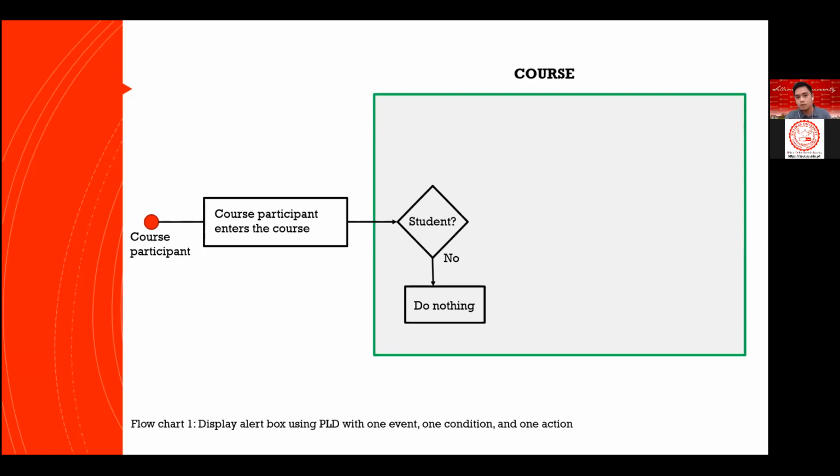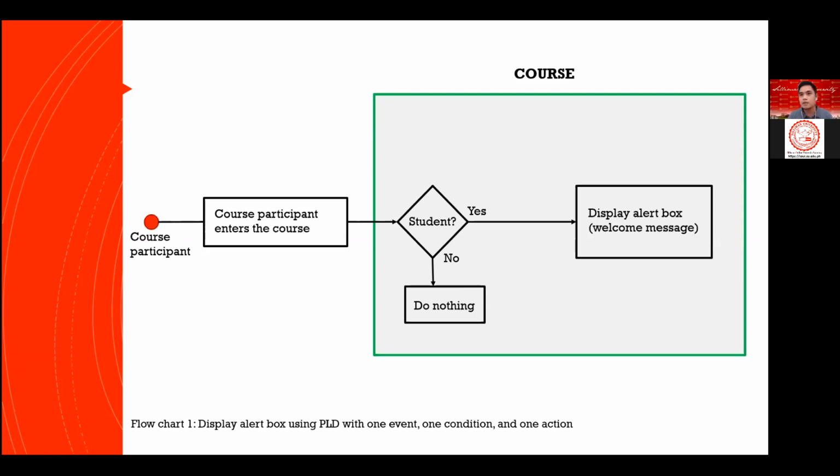Now, if no, the PLD will do nothing and the user can proceed. If yes, then the PLD will display an alert box. So that's how easy it is in terms of how the system works for displaying the alert box. As you can see, this part is the event, this is the condition, and this part is the action. So I hope you get a clear picture of how it works in terms of setting the event, the condition, and what's the action of your PLD.